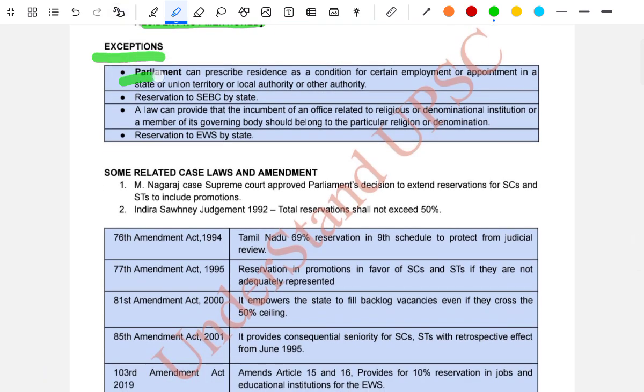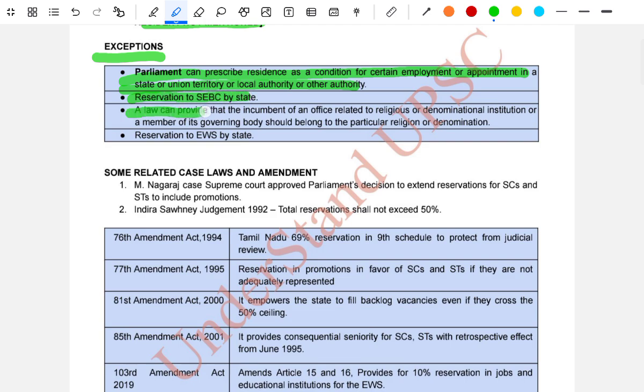Exceptions. Parliament can prescribe residence as a condition for certain employment or appointment in a state or union territory or local authority or other authority. Reservation for the SEBC by the state.